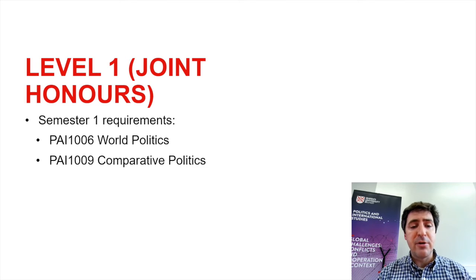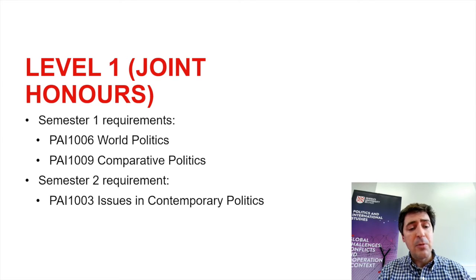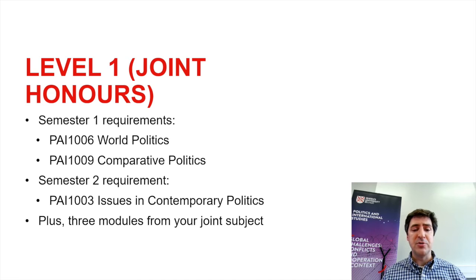For those of you on any of our joint honors degrees, we've got 2 required modules in semester 1. PAI 1006, World Politics, and PAI 1009, Comparative Politics. In addition to these 2 required modules, we've got a required module in semester 2, PAI 1003, Issues in Contemporary Politics. And then in addition to those 3 requirements that you take in international relations, you'll take 3 modules from your joint subject. So that way you've got a total of 6 modules altogether.